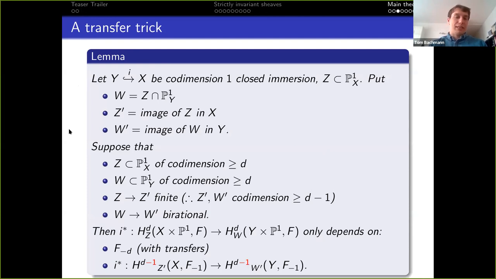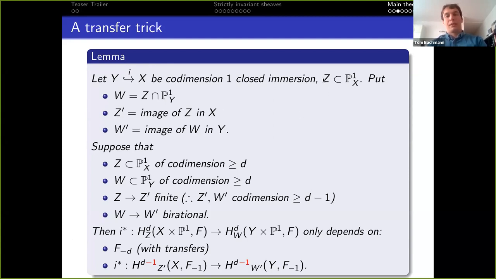So you can see it has lots of assumptions. I'm sorry, it's getting a bit technical now. But all right, so here's what we do. Suppose I have my closed immersion of Y into X of codimension one. Let me denote this map by i. And what I'm going to do is look at the pullback, not along i, but along P^1 times i.